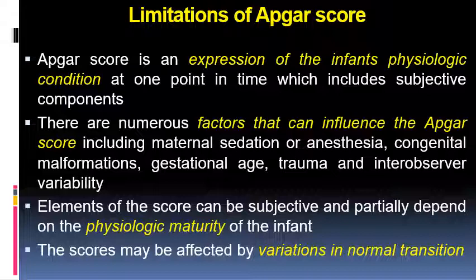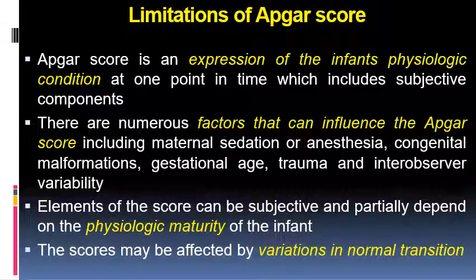So there is no such thing that the Apgar score cannot be influenced by any external factors. But there are some factors, and these factors can influence the score. So that's why the baby gets a score of sometimes 5 or sometimes 4, 3, like that the variations happen.